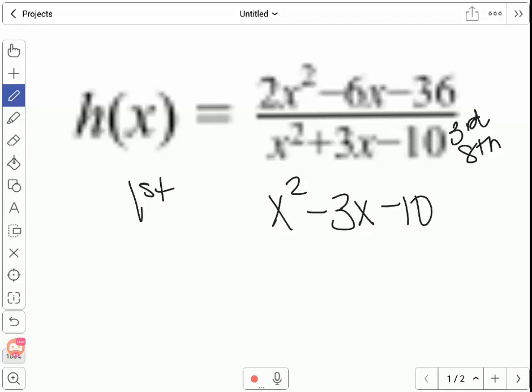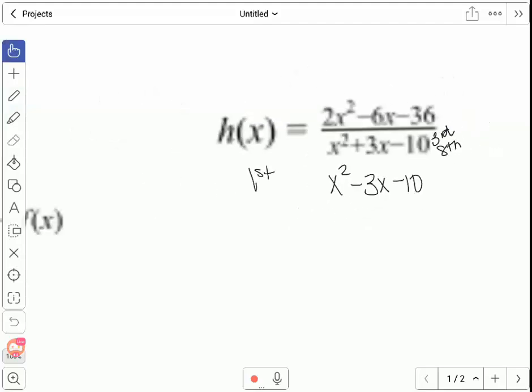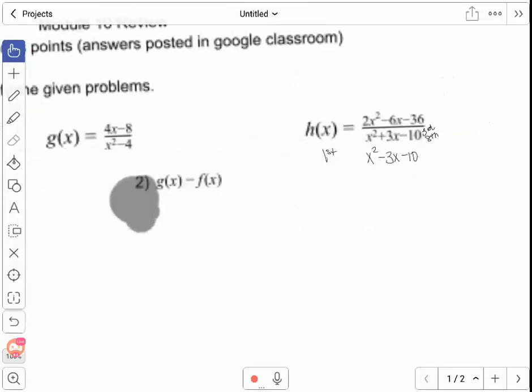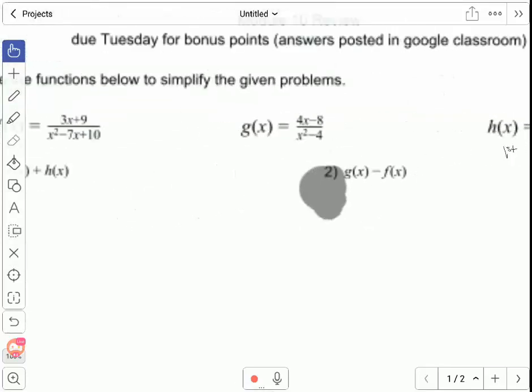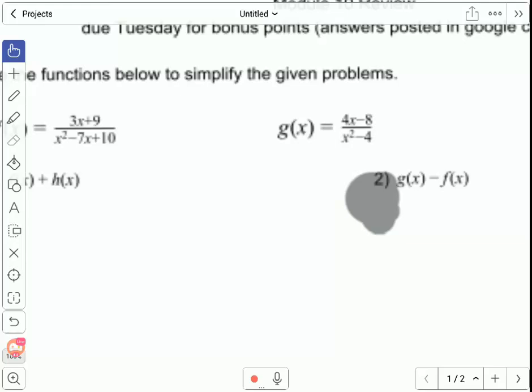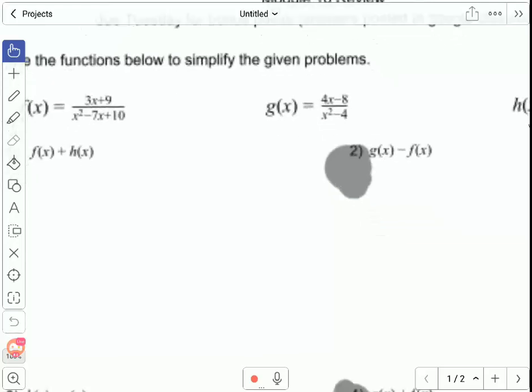which is going to be kind of confusing because that means any problem that has h of x in it, I'm going to have to do twice. But it's not going to be too terrible, so we'll make it work. We're going to start with problem 2. The good thing is everybody's problem 2 is exactly the same. So that's where we're going to begin.